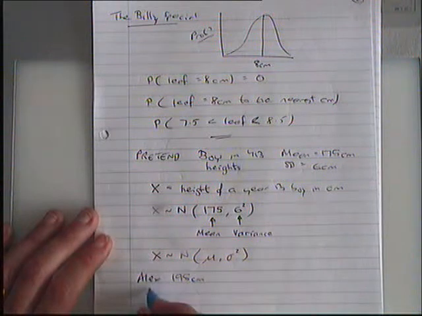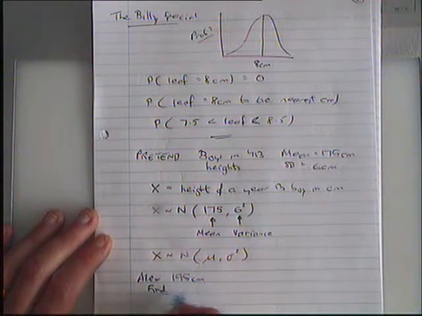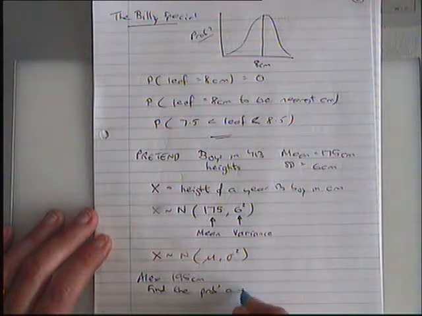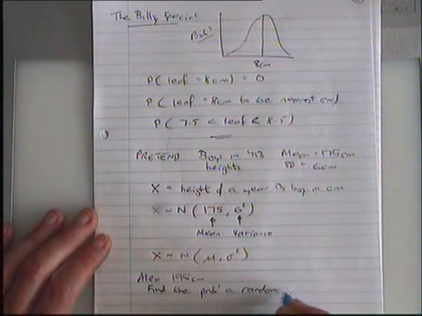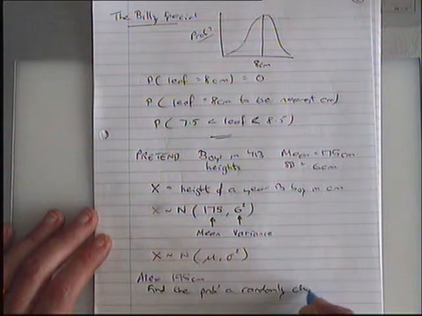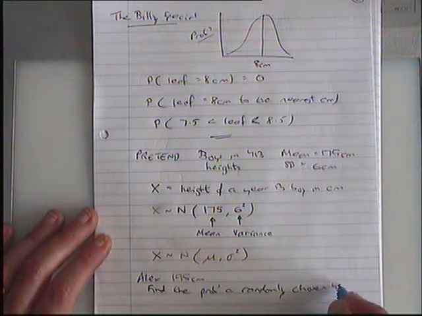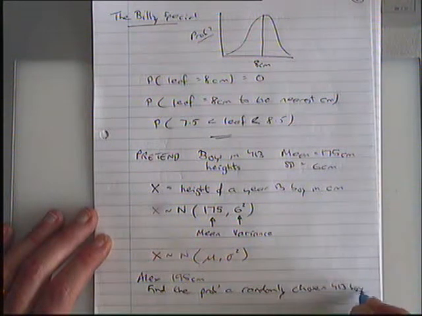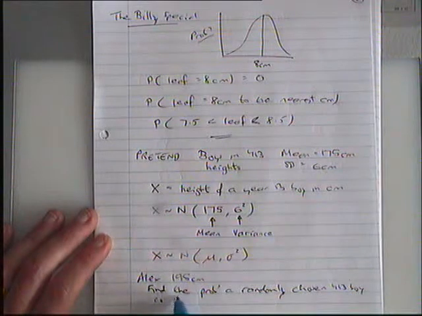So the question might be, find the probability a randomly chosen year 13 boy is shorter than Alex.